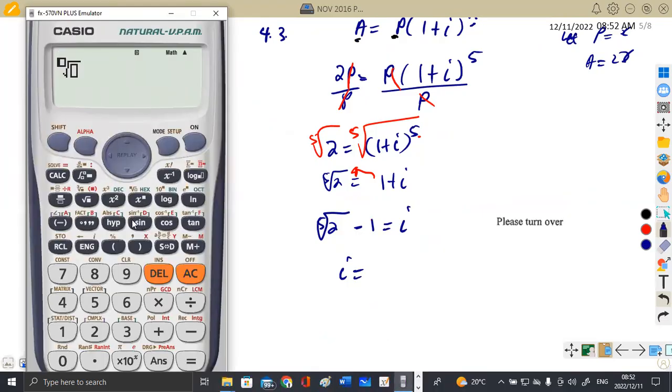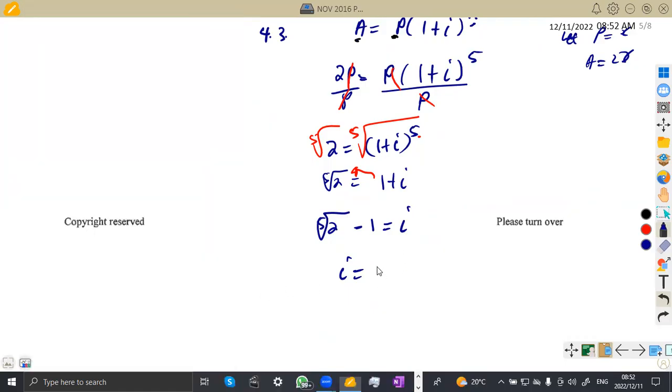So we shift this one, which is the fifth root of 2, whatever that we get here, we subtract a 1. So this is going to be 0.14 and so on, 0.1486 and so on. But this is the interest rate where we know that it's supposed to be a percentage. So you multiply by 100%.